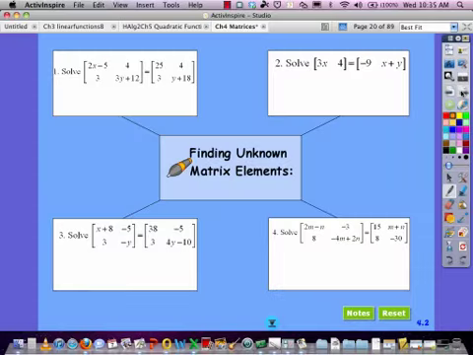Next, we'll pick one of these. We don't have to do them all because they're all done very similarly, but it says find unknown matrix elements.